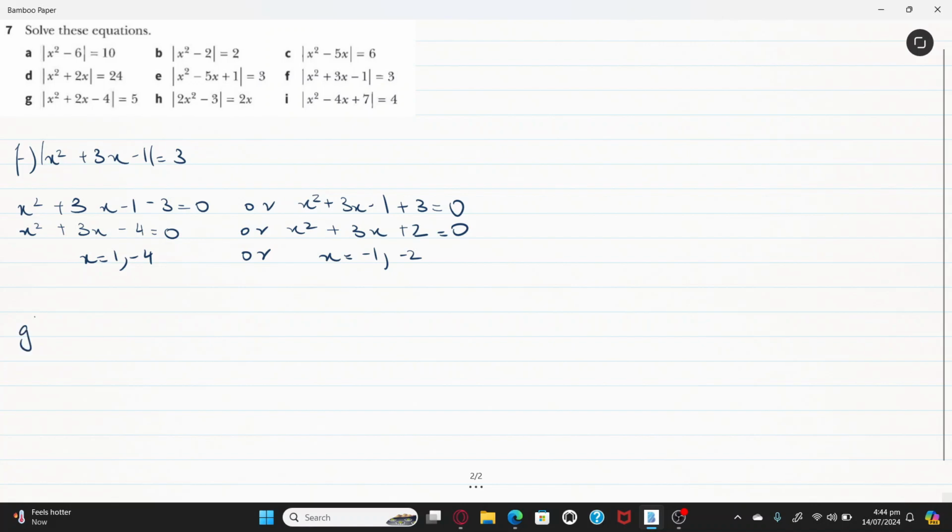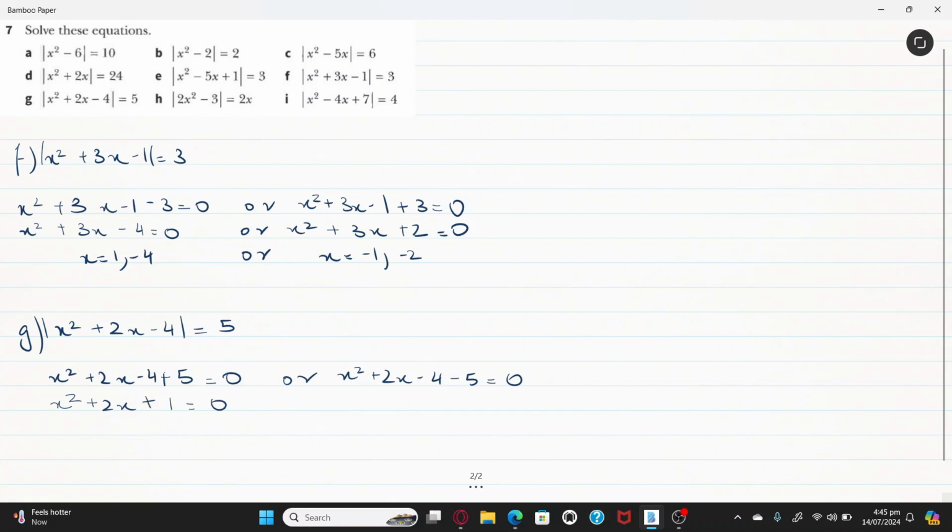So for part G, what we are going to use is the modulus of x squared plus 2x minus 4 equals 5, so x squared plus 2x minus 4 plus 5 equals 0, or x squared plus 2x minus 4 minus 5 equals 0. Simplify this, we get x squared plus 2x minus 4 plus 5, which is positive 1, equals 0, or x squared plus 2x minus 9 equals 0.